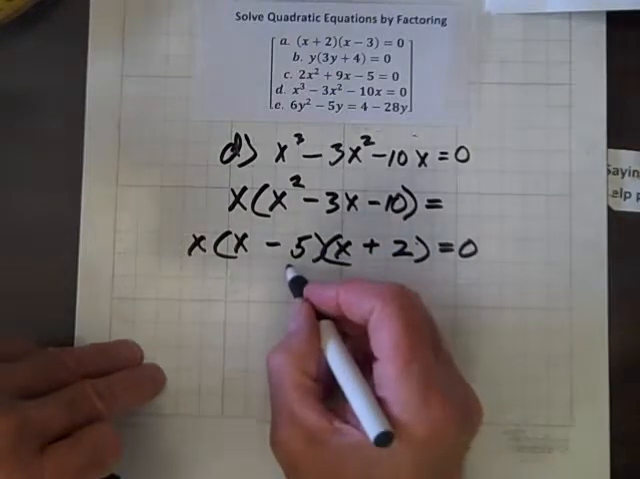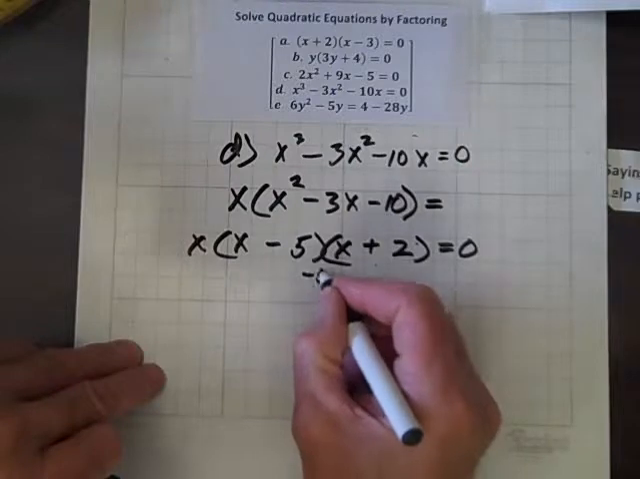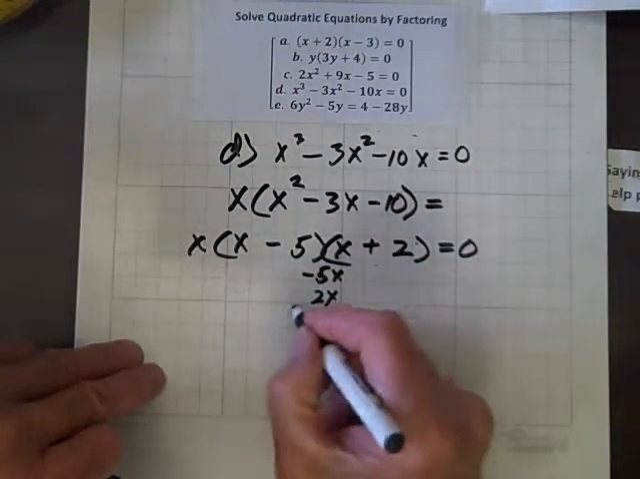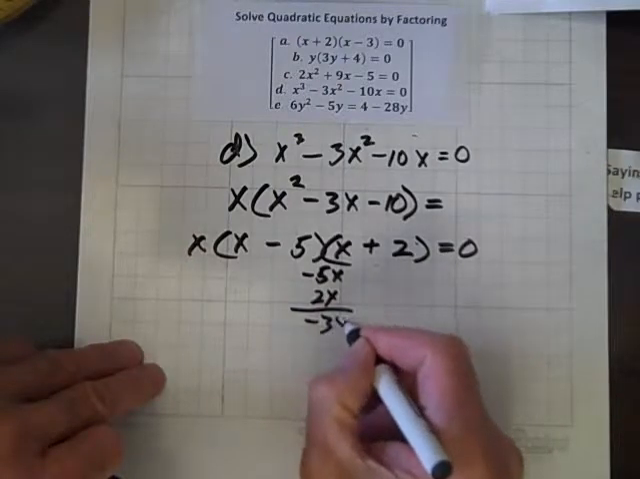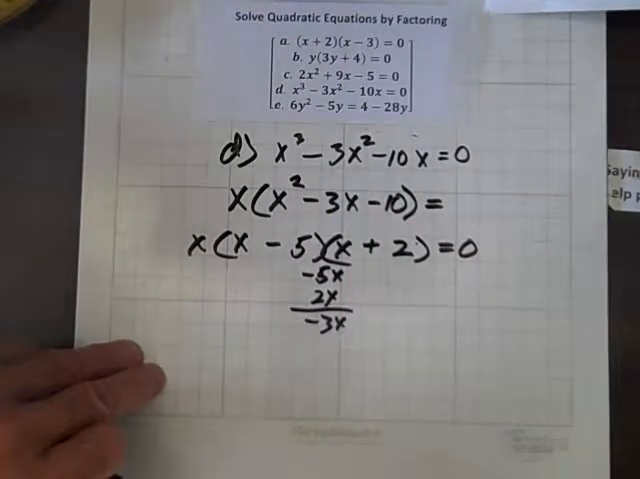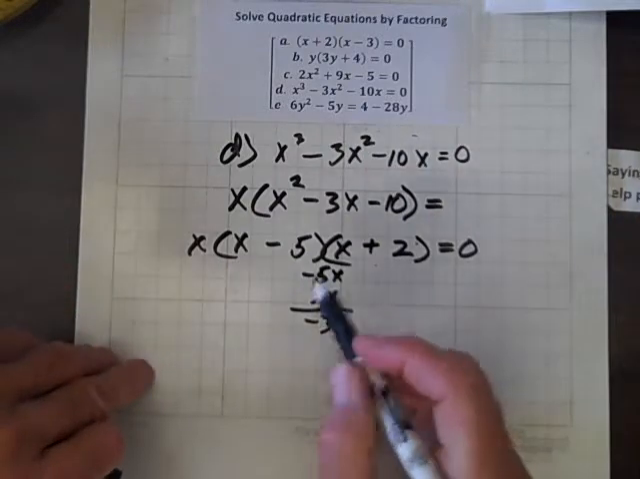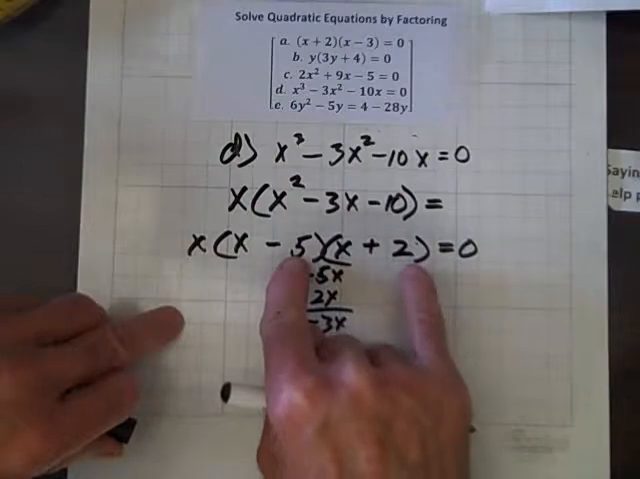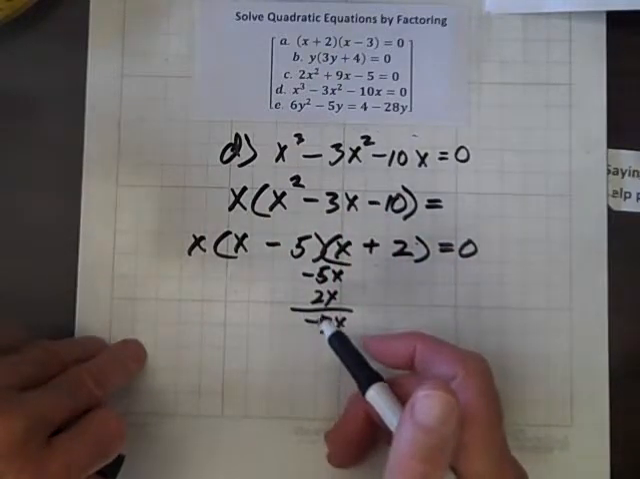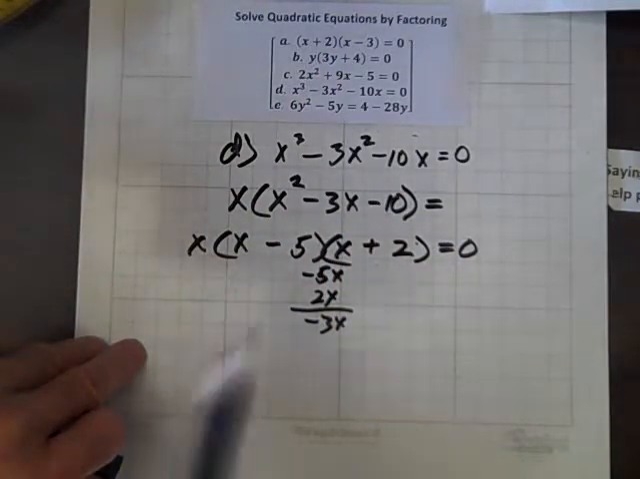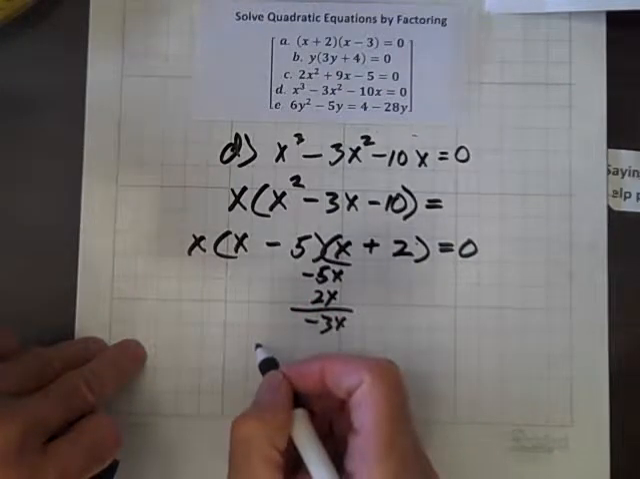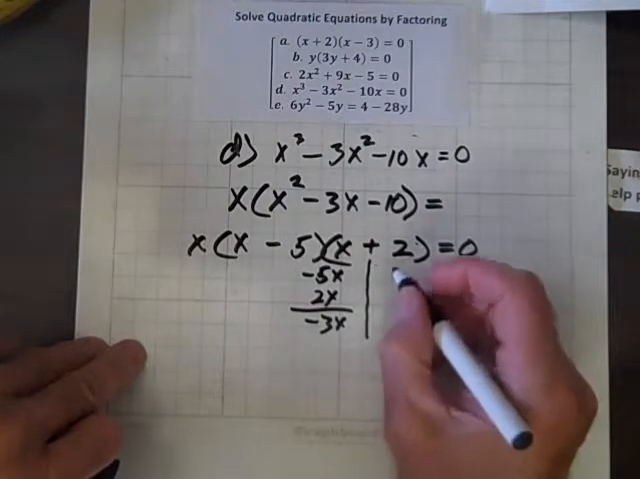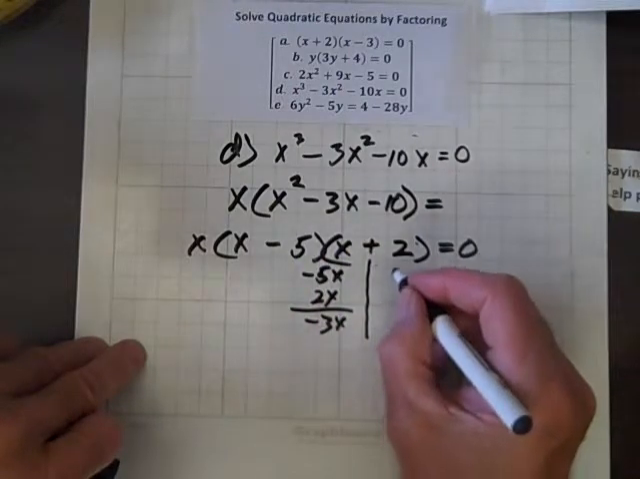Let's check it out. Negative 5x, the product of those two, plus 2x is negative 3x, which agrees with what we have, so good. We also know the product of x and x is x squared, and the product of negative 5 and 2 is negative 10. All products agree. So consequently, we're almost there.